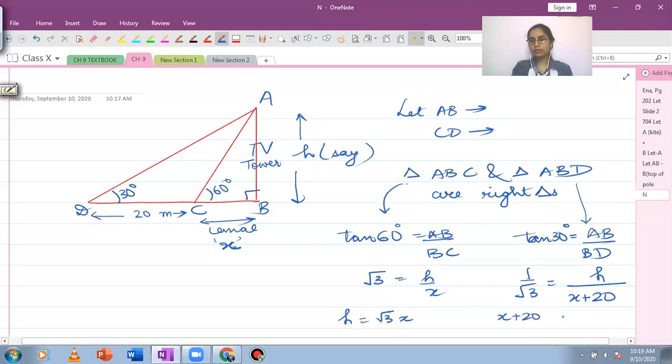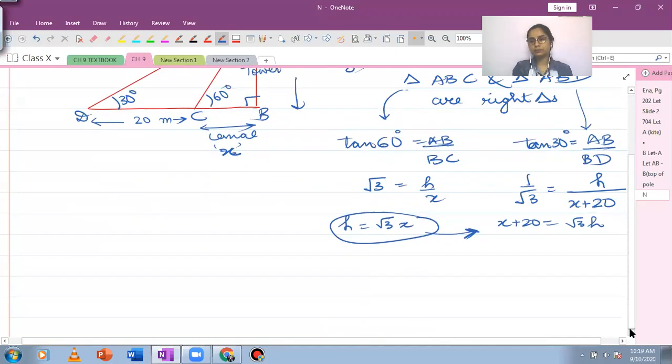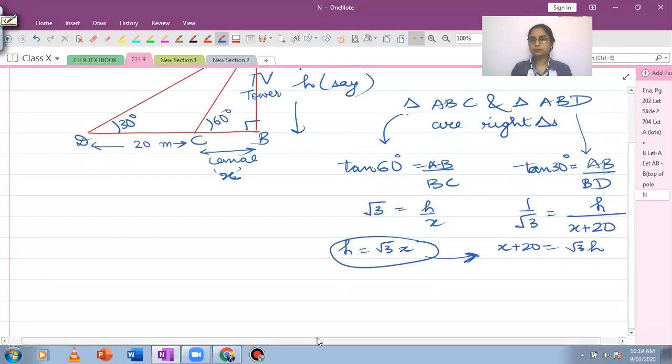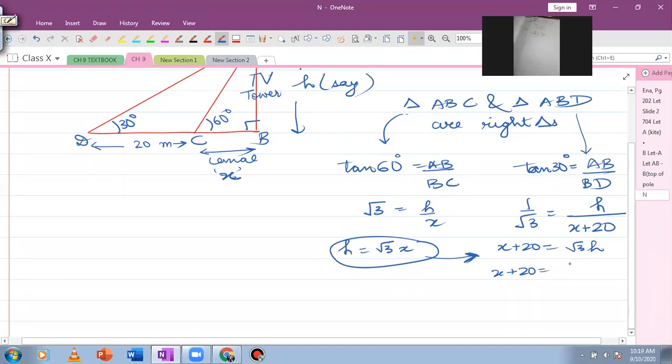So cross multiplying, this is what you get. This almost is just like the previous question. ये value आप इधर use कर लो h की and then solve. You'll be able to find out the values. Ten under root 3. X comes out to be 10.